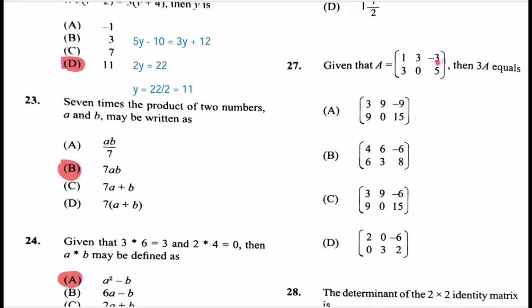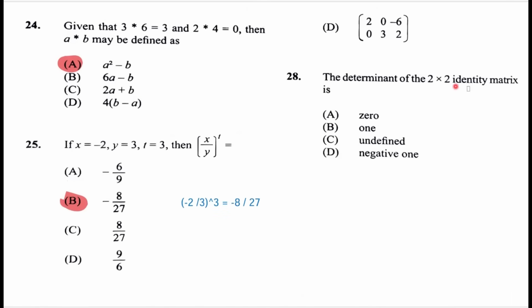27, A is 1, 3, minus 3, 3, 0, 5. Then 3A is, just multiply 3 by everything. So let's get you what? 3. So you know B and D are wrong. 3 threes are 9. 3 by minus 3 is minus 9. So I don't have to do the rest. You see, it's an easy answer.